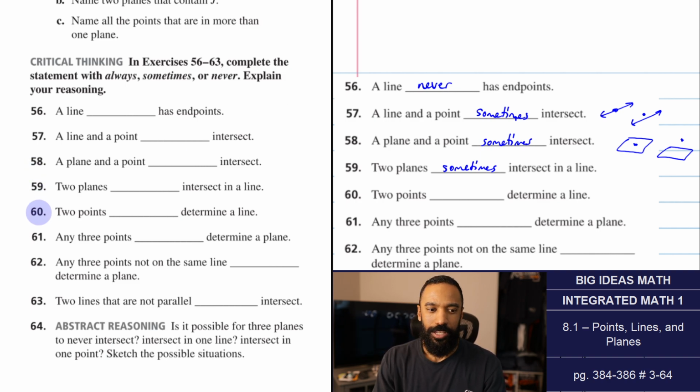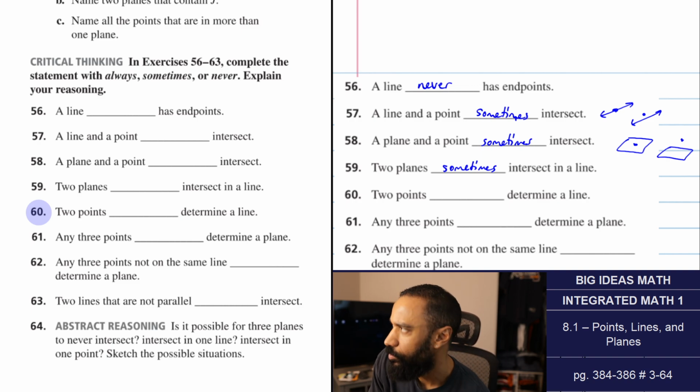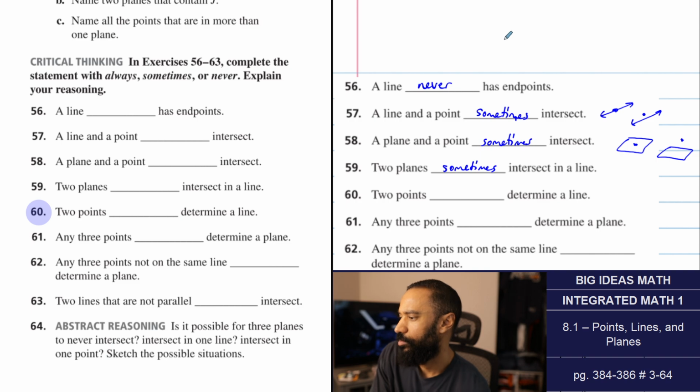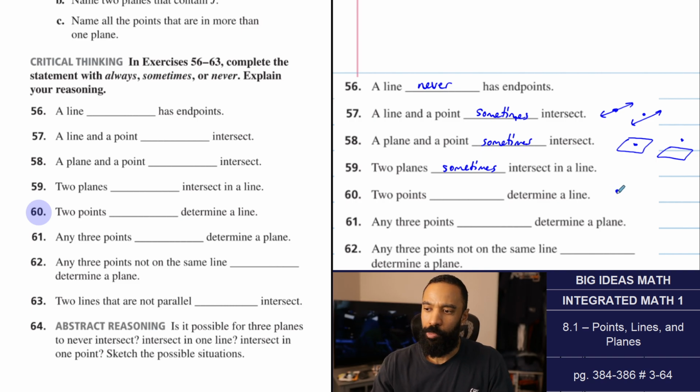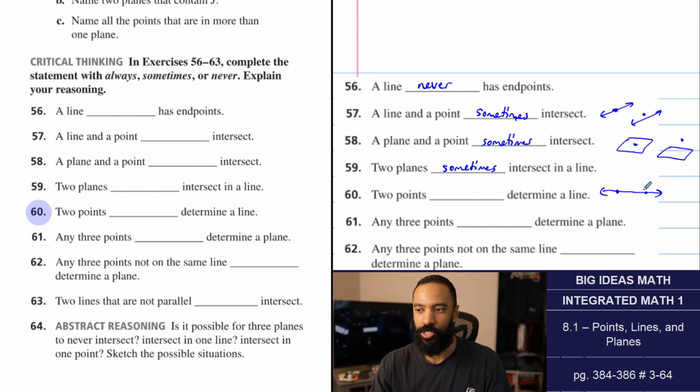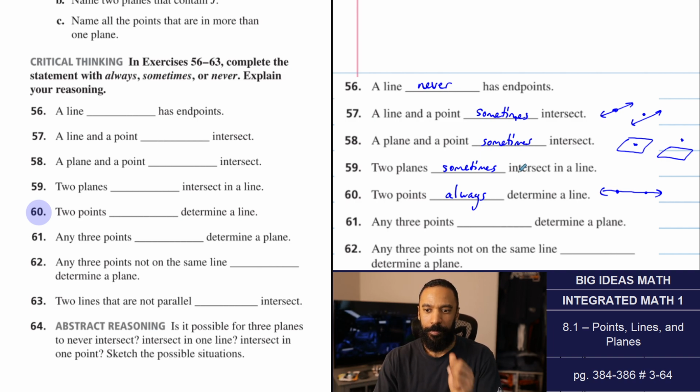Number 60. 2 points blank determine a line. Well, two points themselves are just separate like that. But if you draw a line through them, basically you can draw a line through any 2 points, and those 2 points can only make one unique line. So I'm going to say always for that. The idea is those 2 points make the line.